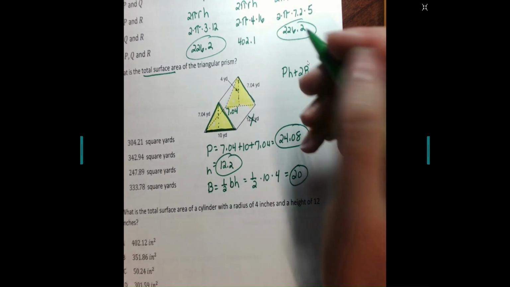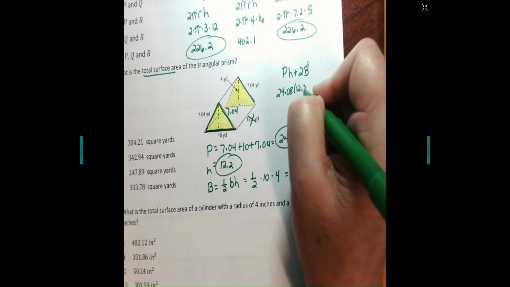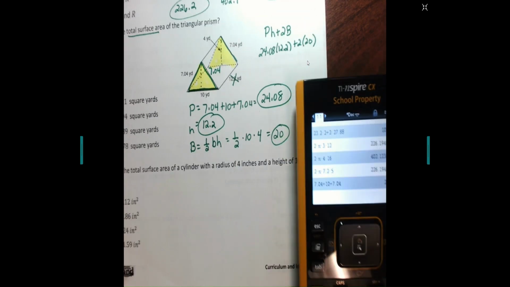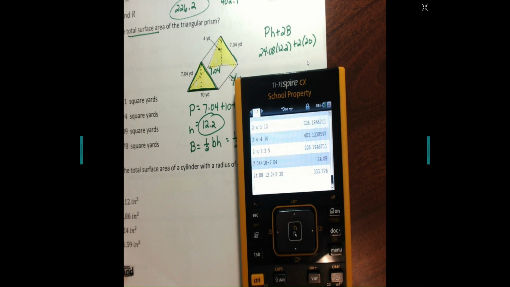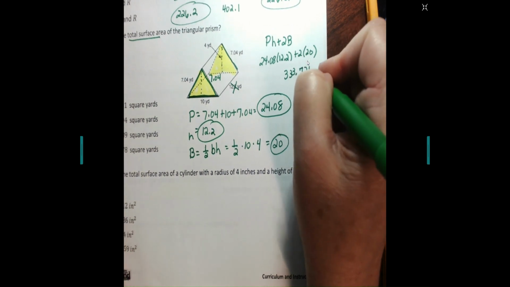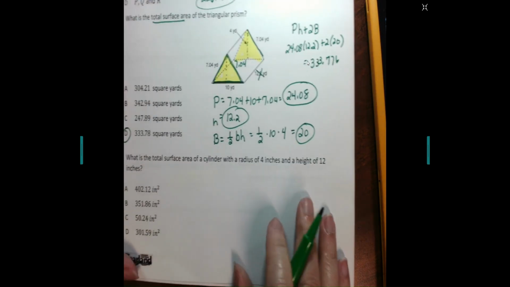Now I go plug in my pieces. 24.08 times 12.2 plus 2 times 20. 333.76. Excuse me, 77. Oops, there's what my calculator says. And that would be this one rounded.